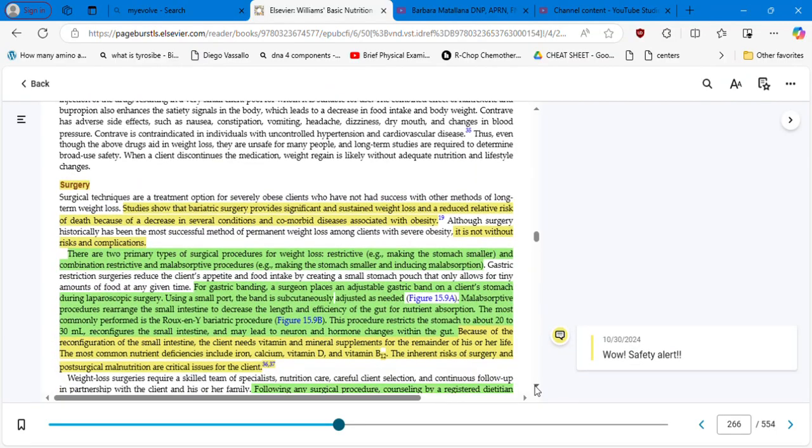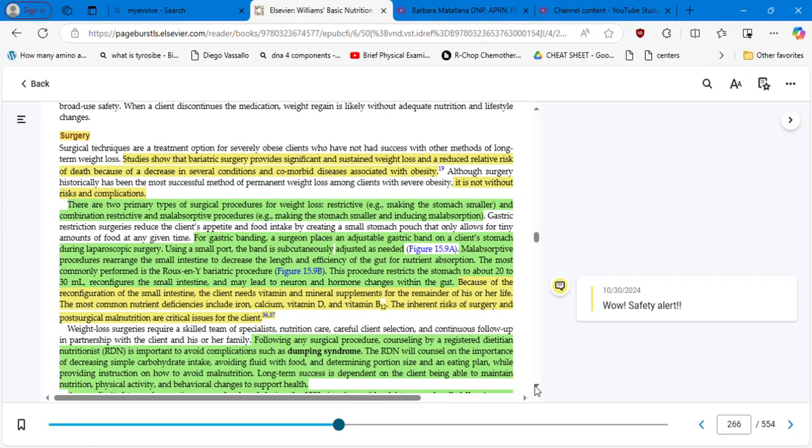Okay, let's talk about surgery. Your favorite. I know you were waiting for this. Studies show that bariatric surgery provides significant and sustained weight loss and a reduced relative risk of death because of a decrease in several conditions and comorbid diseases associated with obesity. It is not without risks and complications. There are 2 primary types of surgical procedures for weight loss: restrictive, which is making the stomach smaller, and combination restrictive and malabsorptive procedures, which is making the stomach smaller and inducing malabsorption.